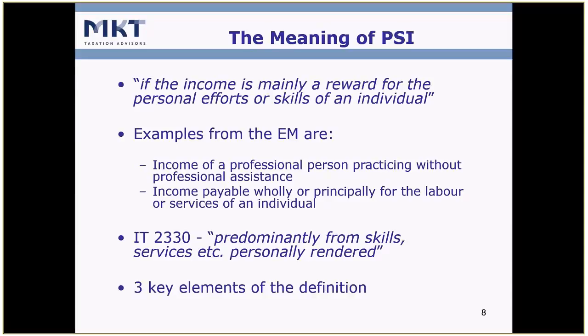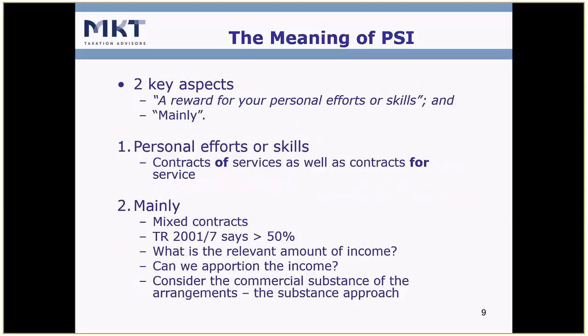The second element, you look through an entity. So just because those three principals are engaged by a company and the company issues the invoices, let's look through that to those three individuals. Who generated the income? And thirdly, again, was it a reward for their personal effort or skill? So you're tracking the income through to the principals and what they've actually done.